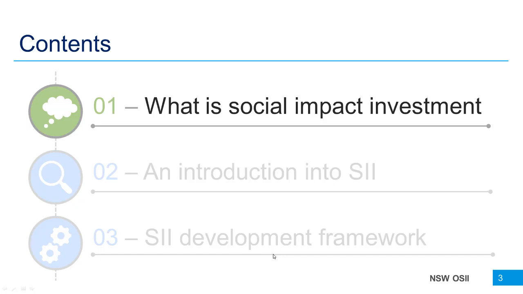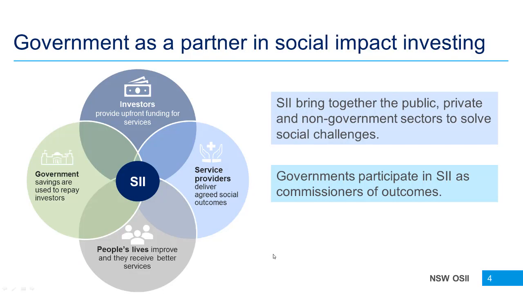First, let me explain what we mean by social impact investment. As you can see by the diagram on slide 4, social impact investing encourages innovative ways to deliver better social and financial outcomes for individuals, families and communities. It brings together the public, private and non-government sectors to address and hopefully solve intractable social challenges. The diagram provides an overview of how social impact investing works.